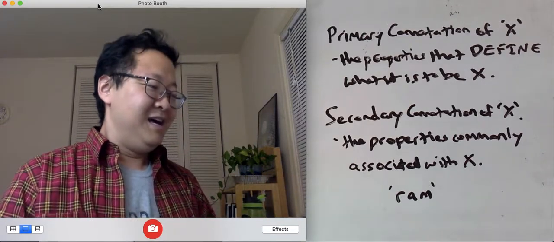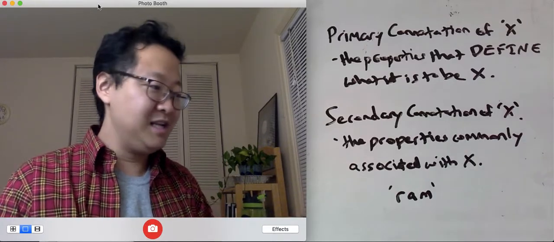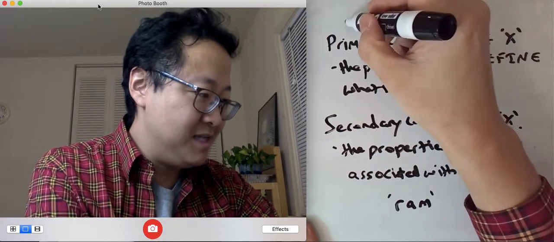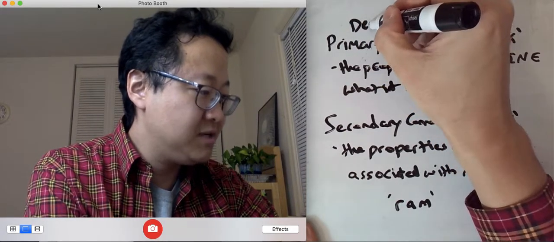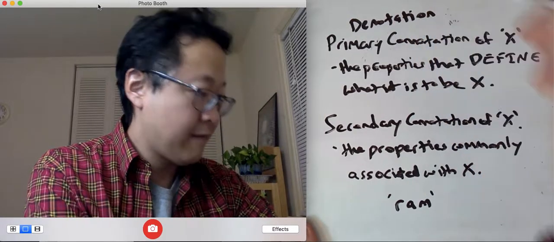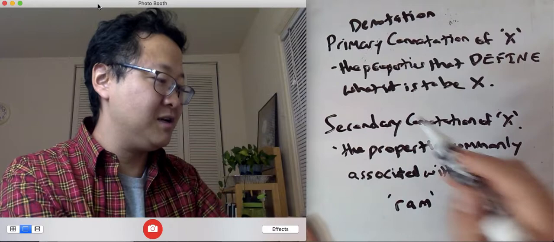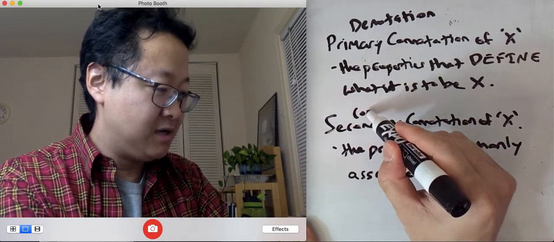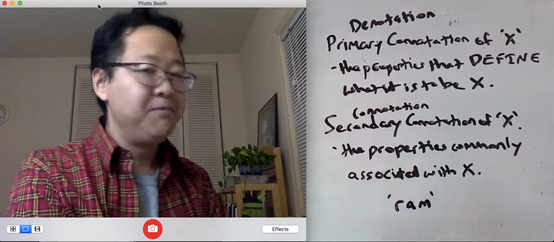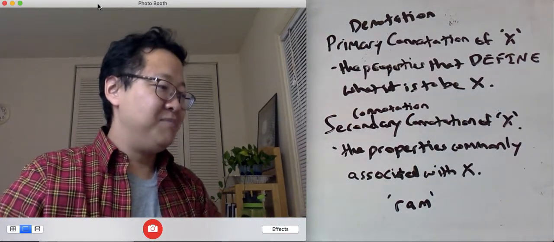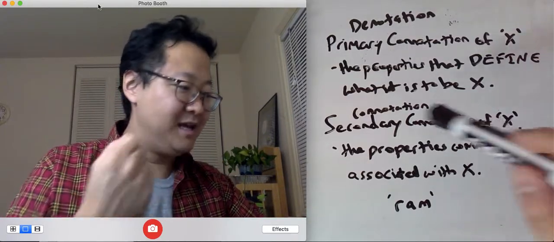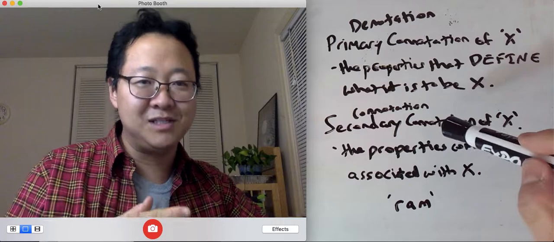So that's secondary connotation. Now, another word for primary connotation is what's sometimes called a denotation. And another word for secondary connotation is really just connotation. So in some contexts, denotation is just the definition, primary connotation. And then connotation is what people mean by secondary connotation.